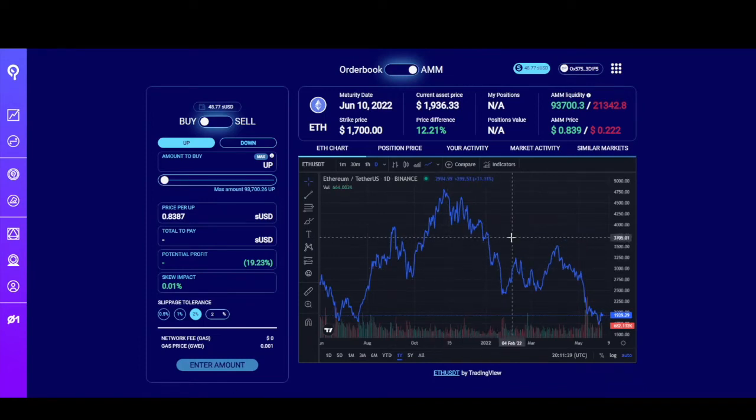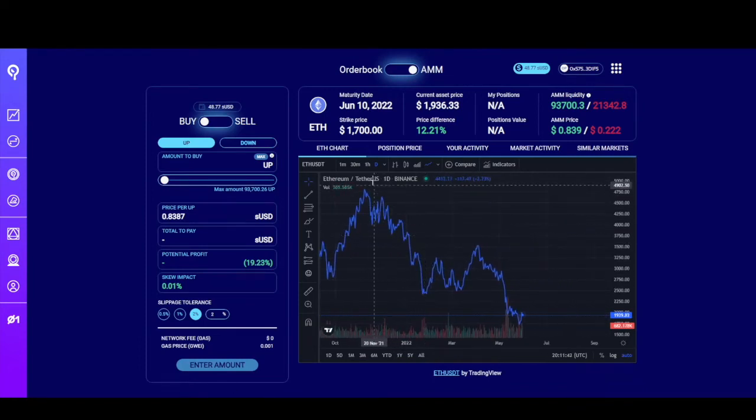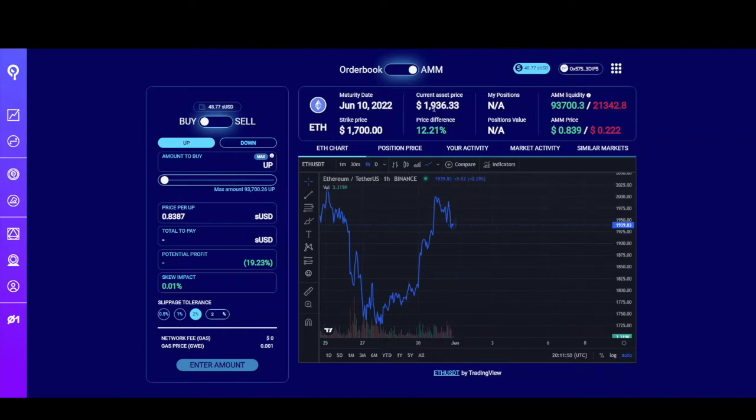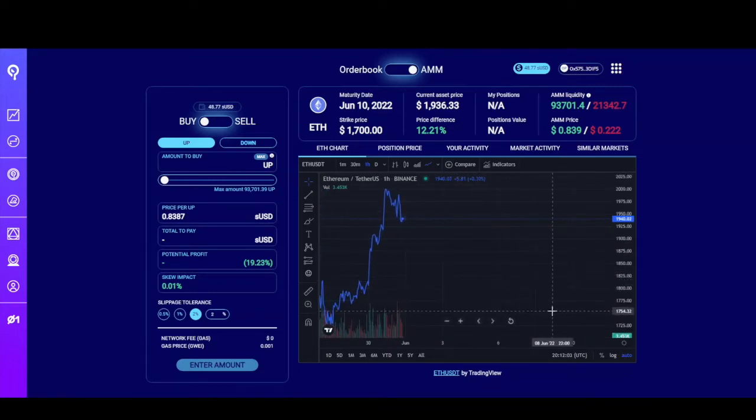You can use this trading view chart or any chart to get a feel for what types of positions you want to take. Let's take it to 1 hour. For this market, with a current price of 1936 for Ethereum, the strike price is 1700 and it matures on June 10th. That's a price difference of just over 12%. Basically, if we find that on the chart, 1700 somewhere down here, below 1725 here, and here's June 10th. If I assume that the price of Ethereum won't take a huge drop below this level on that day of maturity, then maybe this is a good trade to make.